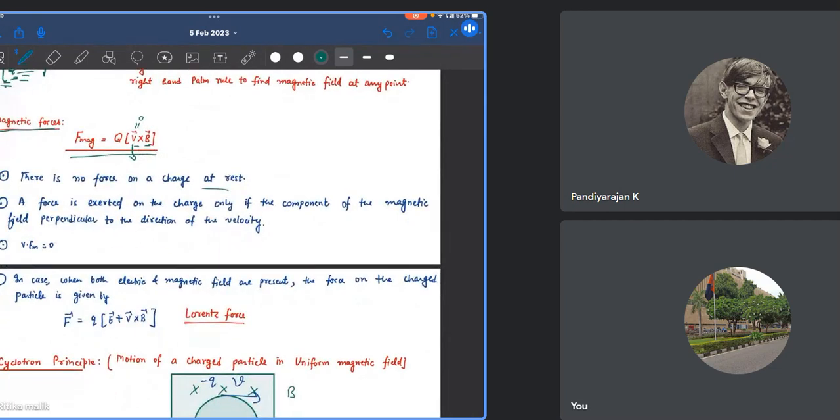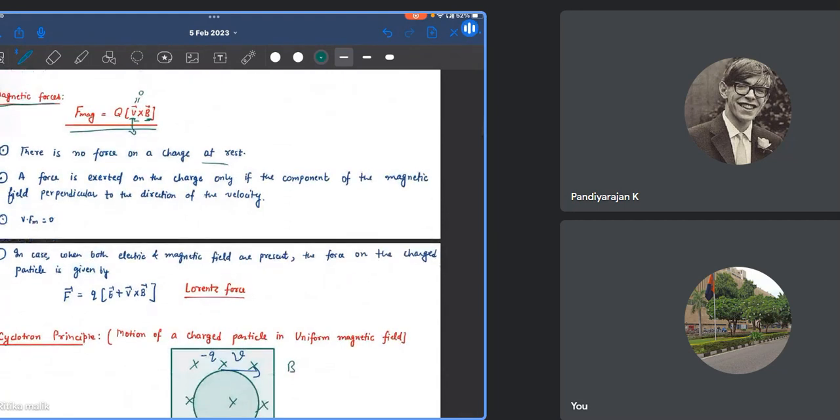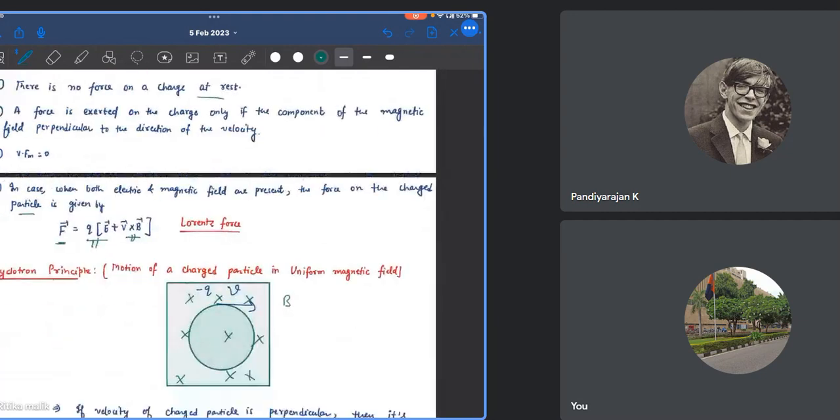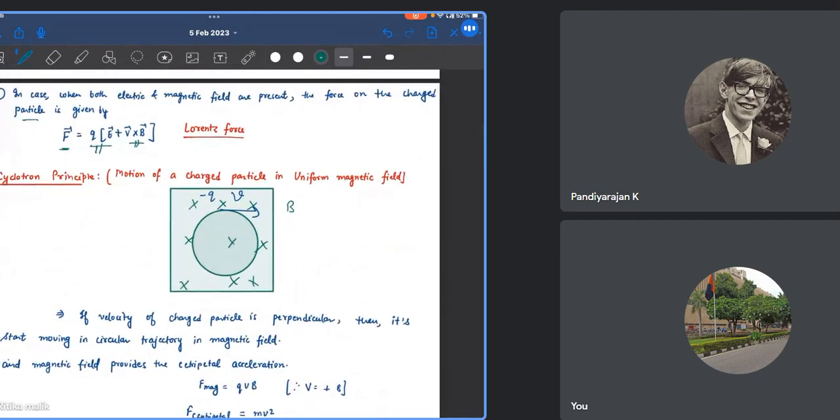And also the magnetic force is perpendicular to both V and B. This is the property of the cross product itself. Now, if along with the magnetic field you have the electric field as well, in that case the force is given by QE plus QV cross B: the force due to the electric field plus the force due to the magnetic field. So this is the Lorentz law.